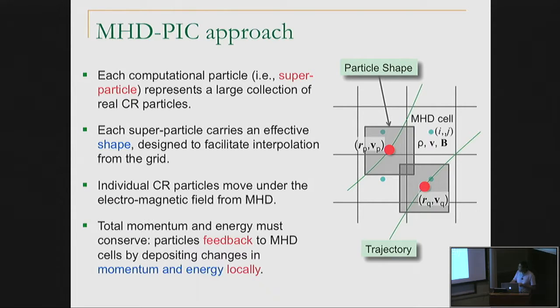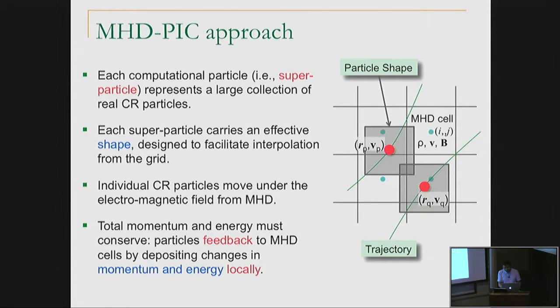And in the meantime, the total energy and momentum of the system have to be conserved. What this means is that you have to do particle feedback from the particles to the background thermal gas, and this is done locally. Basically, any energy or momentum gained or lost by the particles is deposited back to the background fluid, so that the system is fully conservative.